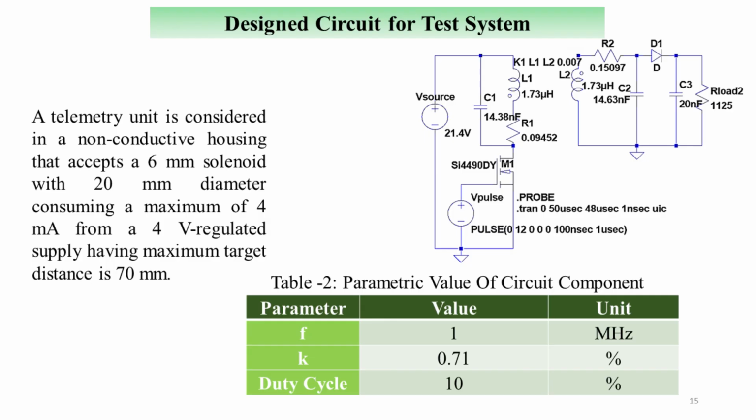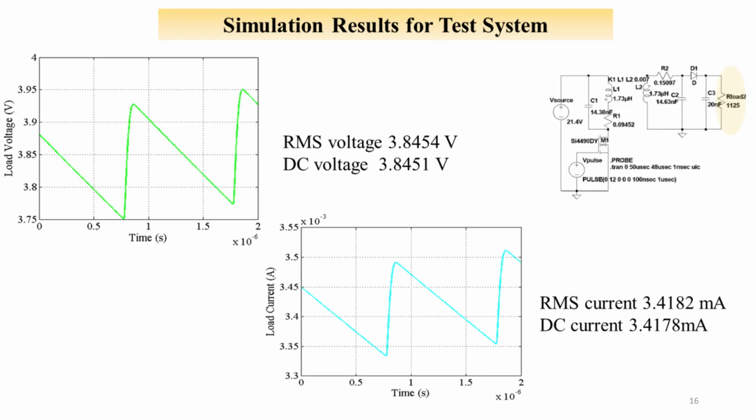For validation, we designed a test system, a telemetry unit powered wirelessly over 70 mm, consuming 4 mA from a 4V supply. Key parameters include a 1 MHz operating frequency and a coupling factor, K, of 0.71%. Simulation results show stable output, nearly 3.85 V DC and 3.42 mA DC at the load with minimal ripple. The waveforms indicate clean power delivery suitable for sensitive applications.